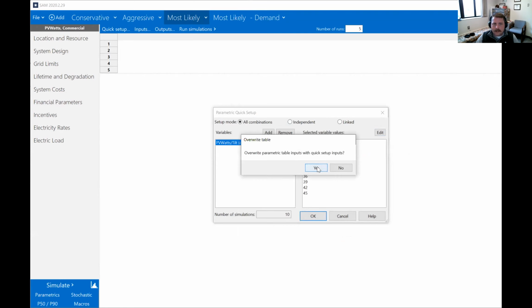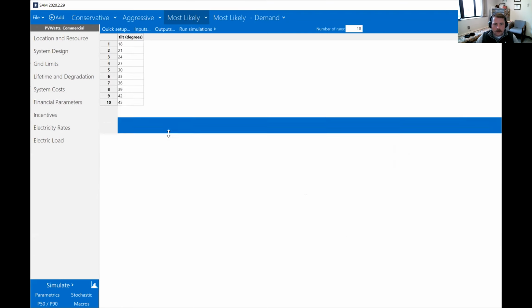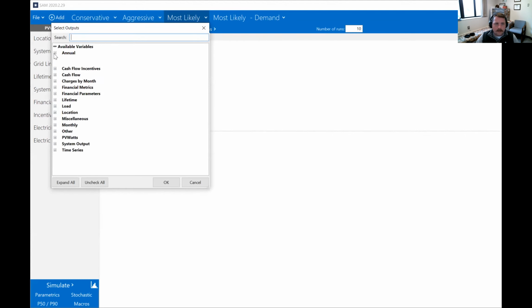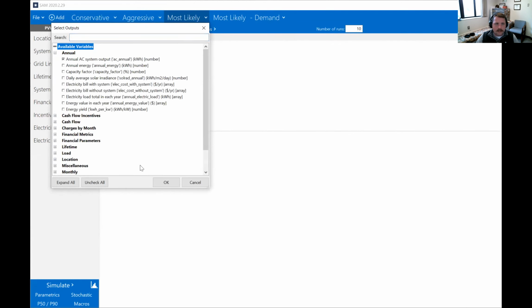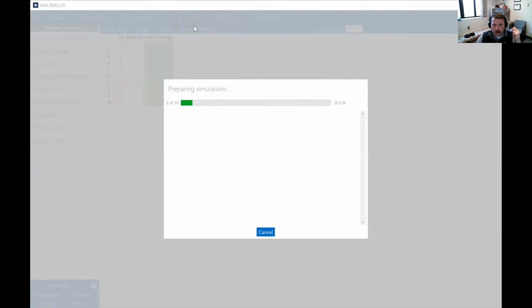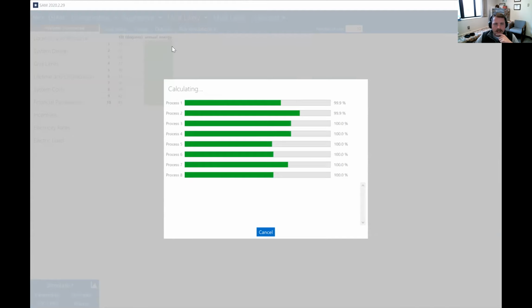And it's going to add in those numbers. What is my output? My output, I want it to be the production of the system, annual AC output of the system. Or let's just make it annual energy output of the system. I run the simulation. It runs all 10 of those right away without me having to change anything.